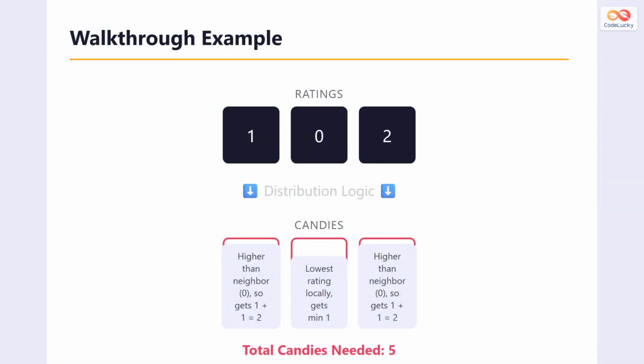Let's look at a simple example with 3 children. Their ratings are 1, 0, and 2. Following our rules, the middle child with rating 0 gets 1 candy, the minimum. The first child has rating 1, which is higher than 0, so they get 2 candies. The third child has rating 2, which is also higher than 0, so they also get 2 candies. The total minimum candies needed here is 5.